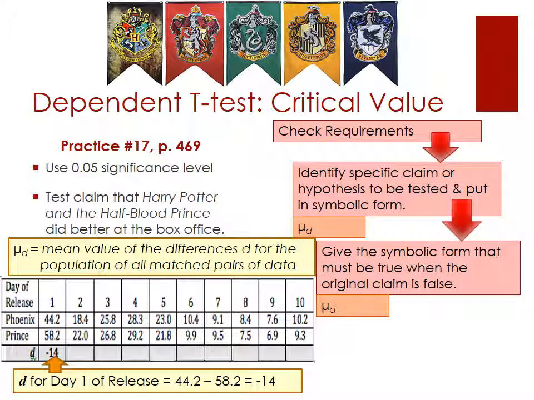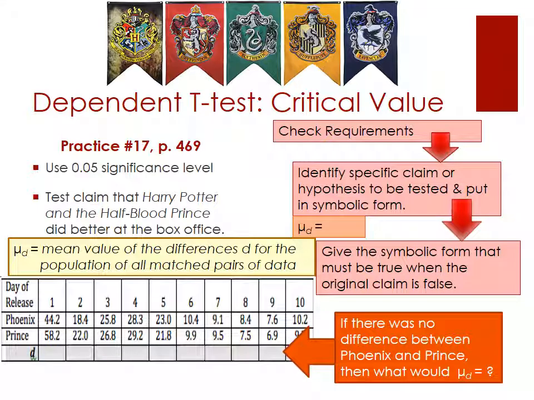When we're looking at our mu D, that is going to be all of those differences summed up across and the mean taken. Okay, so that's what we're going to be looking at: mu D would be built from all of these values. Now, thinking our way through setting up this problem, the first step is thinking about what would happen if there was no difference between the Phoenix and the Prince. What would be the value of mu D?